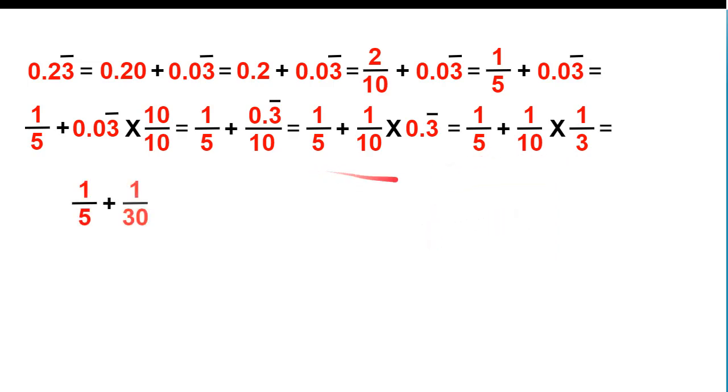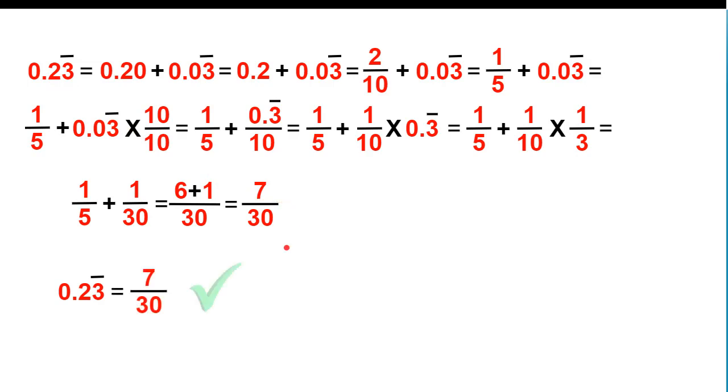1/5. 1 times 1 is 1, and 3 times 10 is 30. So we get 30 in the denominator and 7 here in the numerator, and that equals 7 over 30. So 0.23, and only the 3 is recurring, equals 7 over 30. As you can see, it's very simple. Let's see another example.